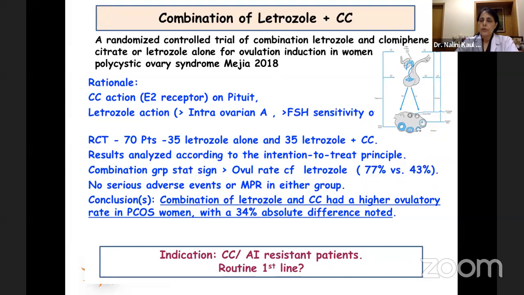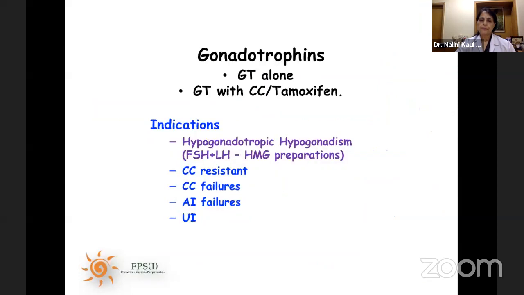Now, this is all very well. I don't know how many of you out there use it. I have used it on very rare occasions, and you can use it where you have resistance to clomiphene and then resistance to letrozole. Maybe using the two together before you use gonadotrophin may not be such a bad idea.